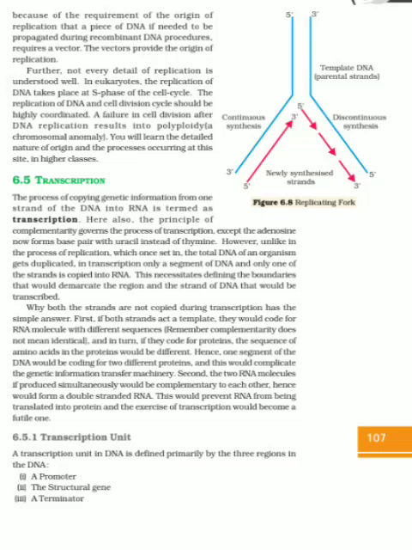transfer machinery. Second, the two RNA molecules, if produced simultaneously, would be complementary to each other, hence would form a double-stranded RNA. This would prevent RNA from being translated into protein, and the exercise of transcription would become a futile one. Transcription unit.